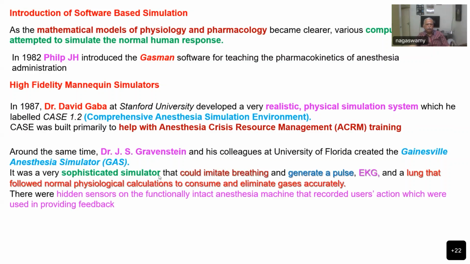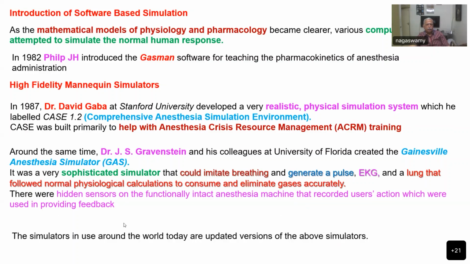It was a very sophisticated simulator that could imitate breathing, generate a pulse and EKG, and a lung that followed normal physiological calculations to consume and eliminate gases accurately. So it is almost like a human being. And there were hidden sensors on the functionally intact anesthesia machine that recorded users' actions, which were used in providing feedback. So the simulators in use around the world today are updated versions of the above simulator. So whatever newer versions you have are all based on these two, David Gaba's CASE and Gravenstein's GAS.